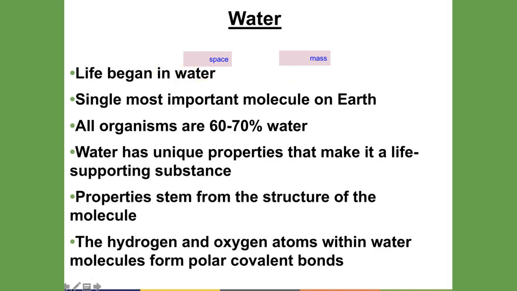So, water. Life began in water. It's the single most important molecule on Earth. All organisms are 60-70% water. Water has many unique properties that make it a life-supporting substance. Properties stem from the structure of the molecule, and the hydrogen and oxygen atoms within water molecules form polar covalent bonds. Remember what polar covalent bonds are. The electrons actually spend more time around one atom's nucleus than the other.